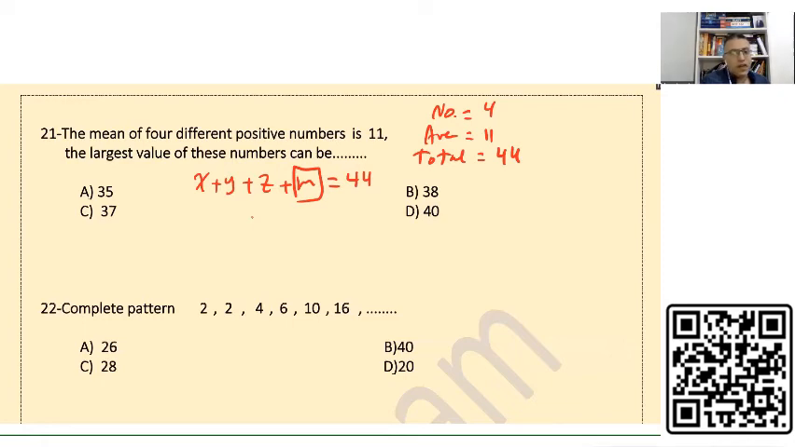The smallest values I know could be 1, 2, and 3. Why is that? Because they are positive, and the smallest 3 positive numbers are 1, 2, and 3. So 1, 2, and 3 sum to 6. 6 plus what to be 44? The only value that could fit is 38. It cannot be larger than that.